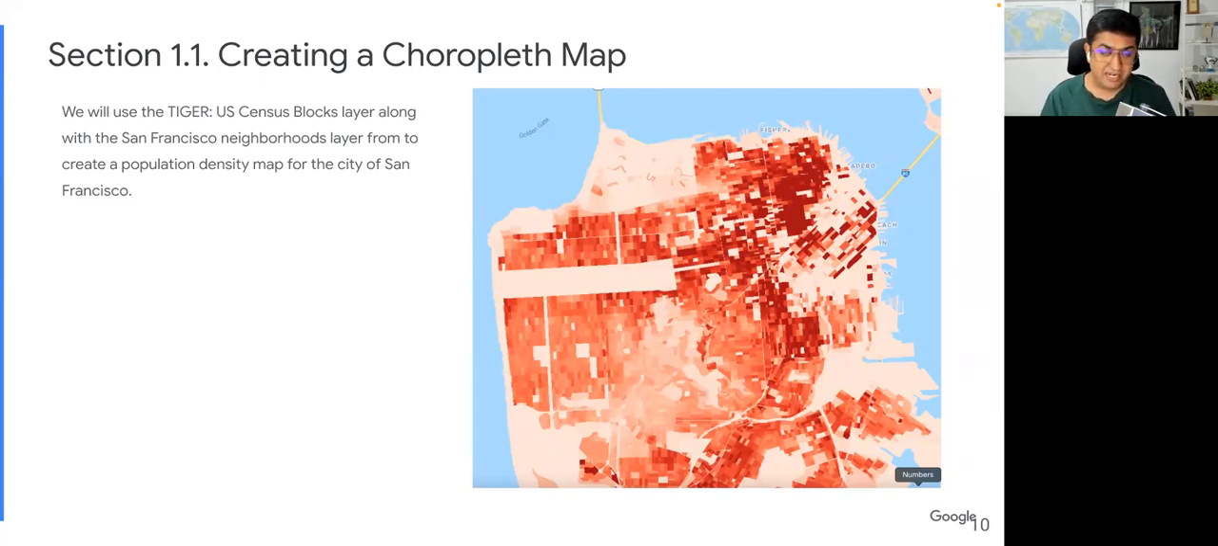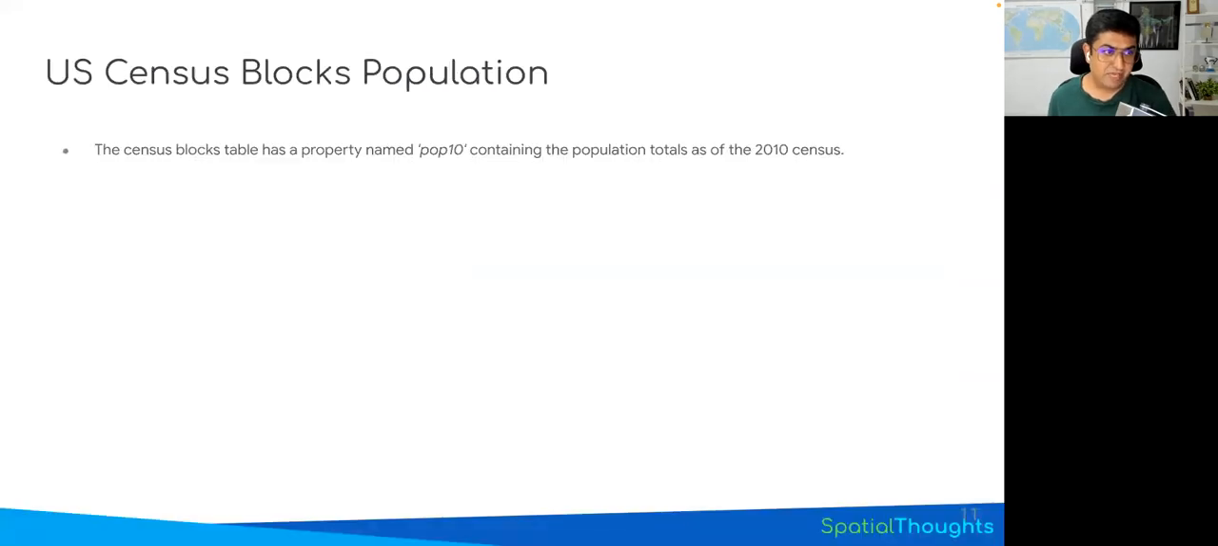And when we're creating a choropleth map like this, we want to display a rate, essentially a population density per unit area. So we'll first compute that unit area, and then we'll style each polygon according to the population density. So the lighter colors have less density, darker colors have higher density. So we'll see how to create this map. The workflow will be that we have this property called pop10, which is the population as per the 2010 census in San Francisco.